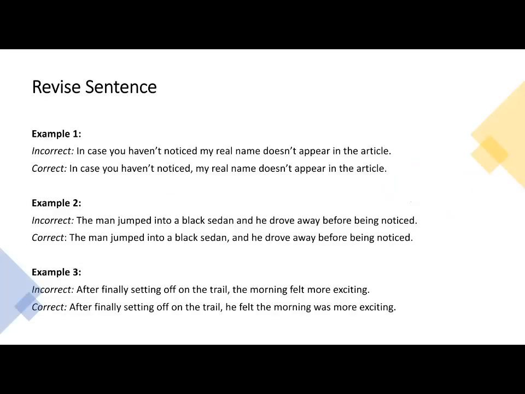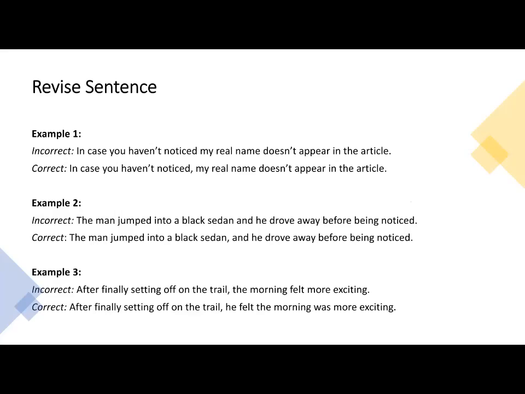So revise a sentence. I'm just going to show you some examples here. This is a basic though. I don't need to spend too much time, but I like example number 3. After finally getting off the trail, the morning felt more exciting. That's the incorrect version. The correct version is, after finally setting off on the trail, comma, he felt the morning was more exciting. I like this example because it gets into more of that clarity and conciseness, which we're about to get into more so.